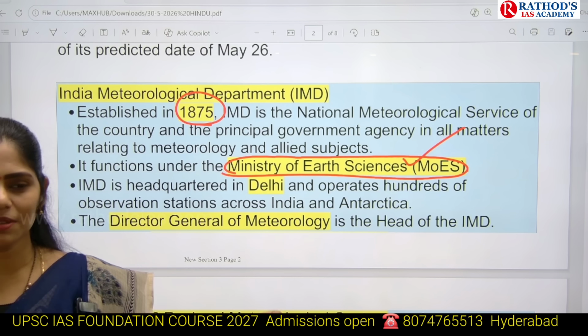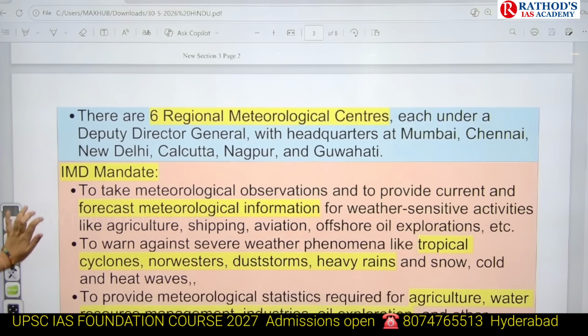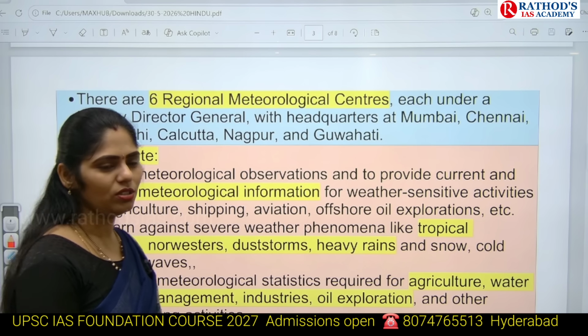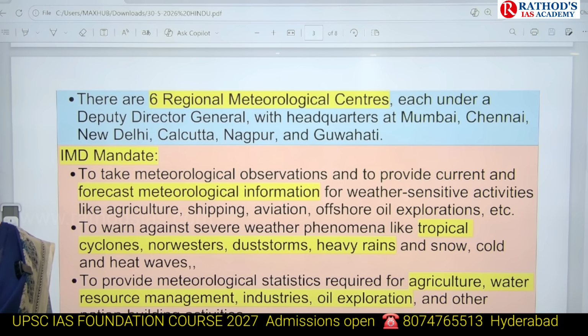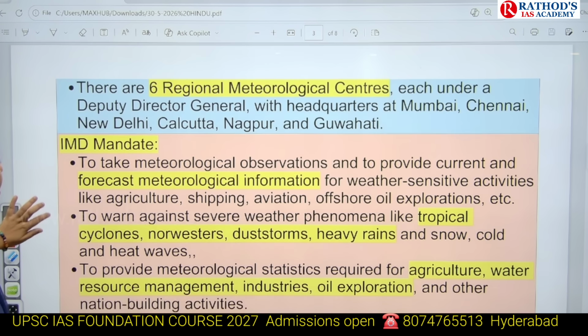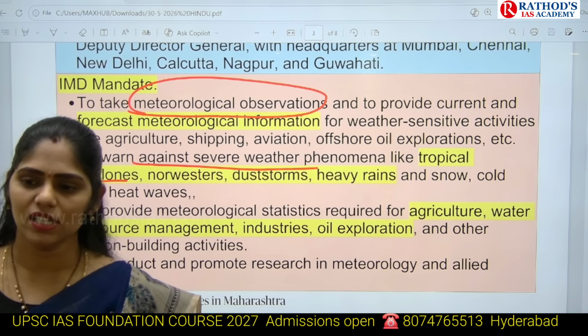Okay, now let us see. IMD headquarters is located in Delhi, guys. And there are around 6 regional meteorological centers also, in Mumbai, Chennai, New Delhi, Calcutta, Nagpur and Guwahati. Now let us see what the mandate of IMD is, what it has to do. IMD focuses on meteorological observation, that is, changes in weather. It provides weather forecast services. And it gives warnings against severe weather phenomena like tropical cyclones, nor'westers, dust storms, heavy rain and snow, giving alerts to the people.